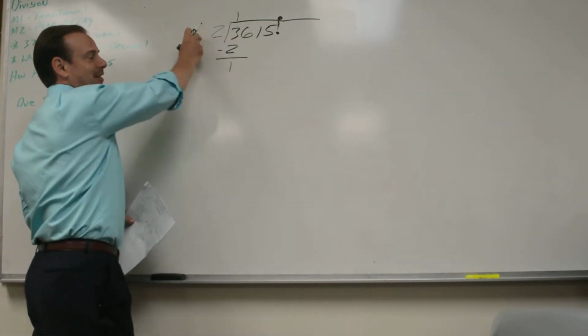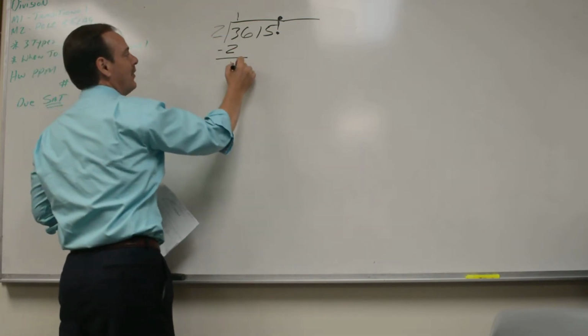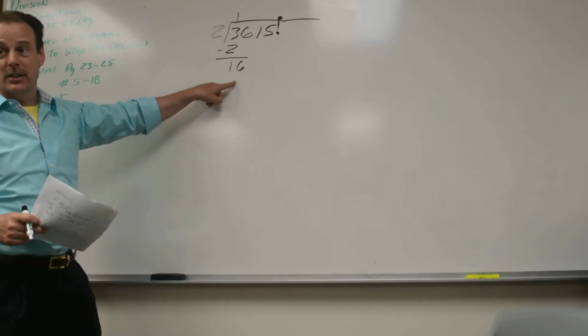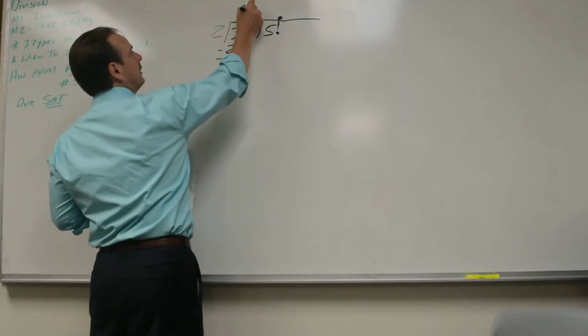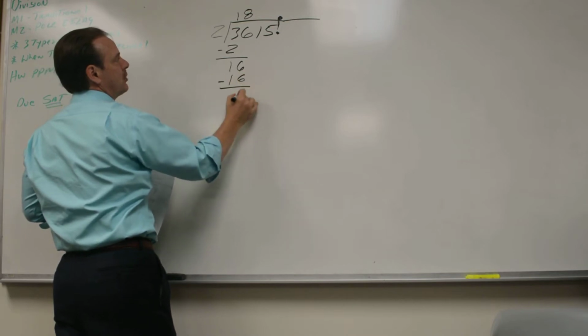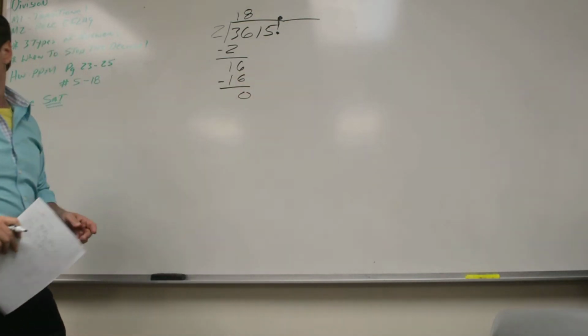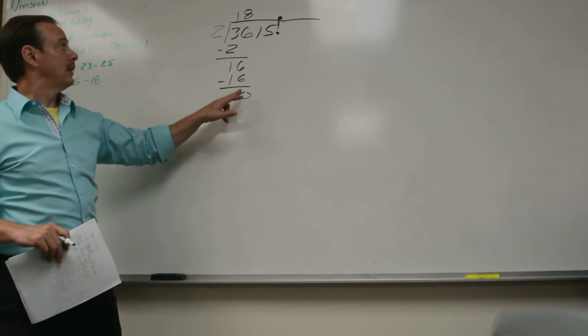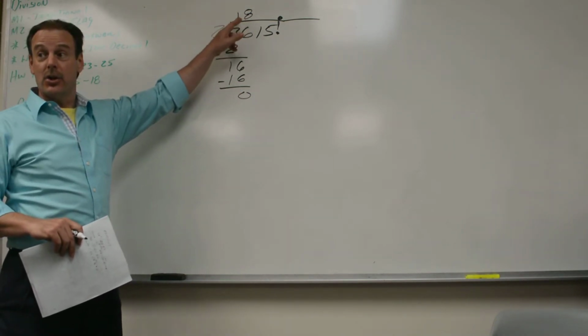All right, so this is less than this. That number's good. We bring down the 6. Now we ask ourselves, how many times does 2 go into 16? 8. 8 times 2 is 16. We subtract this away, it goes to 0. So we don't have any remainder. That went in perfectly. Now, 0 is less than 2, so 8 is a good number.